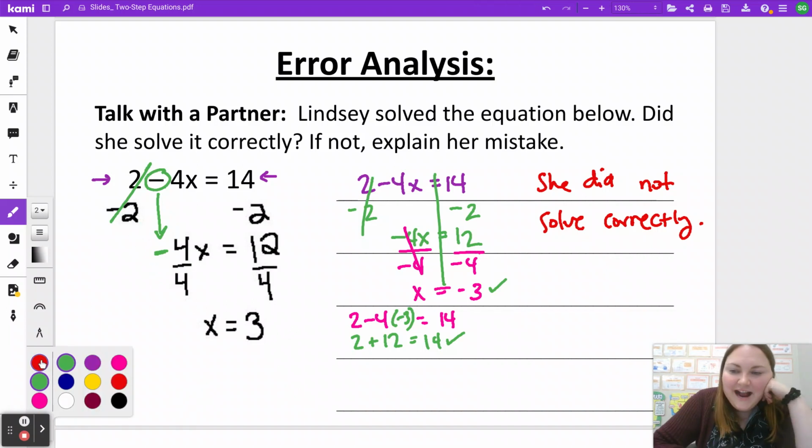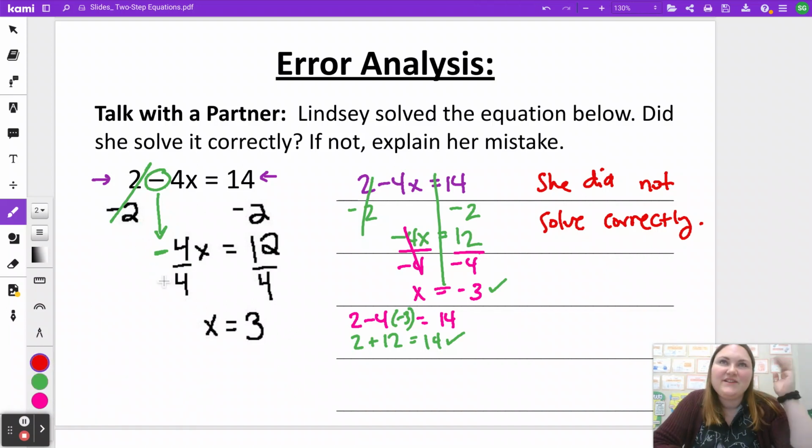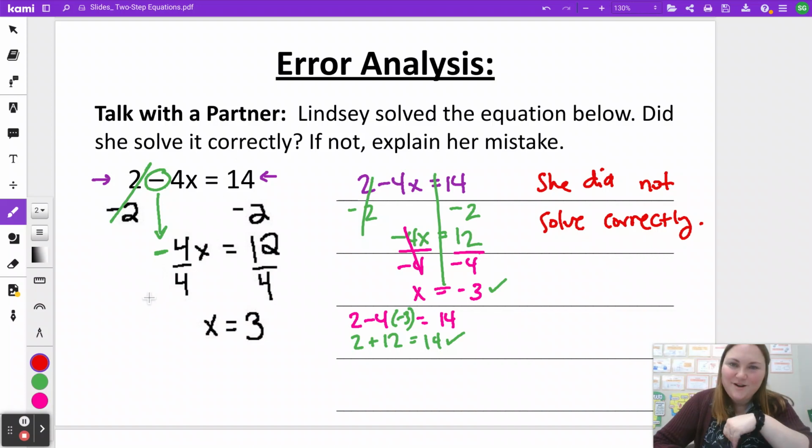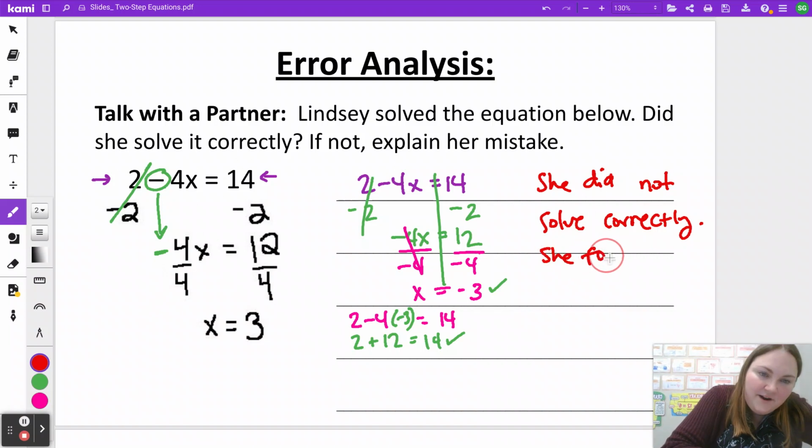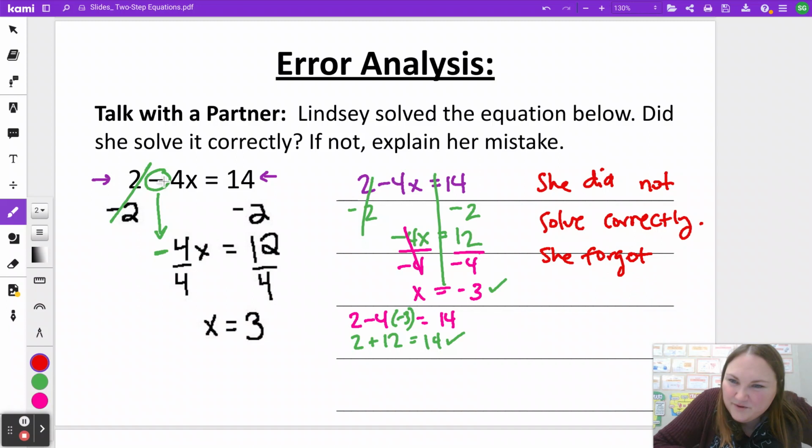So my answer, I don't need to say she did this wrong, and then she did this wrong, and then she did this wrong. Only the original mistake. So she did not solve correctly. She forgot, and then we're going to talk about this minus sign here. I don't want to just say she forgot the minus sign, because I might ask you where. There should be a lot of minus signs in this problem.